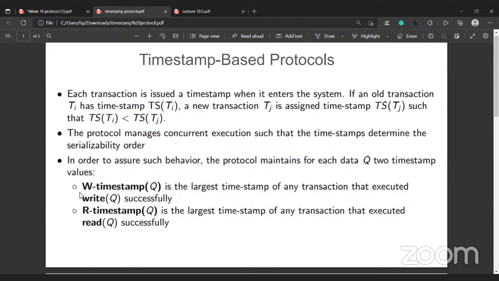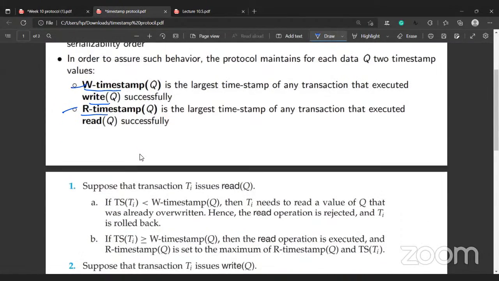The write timestamp of Q is the largest timestamp of any transaction that executed write Q successfully. So the write timestamp of Q will be the largest timestamp of any transaction that executed write Q successfully, and the read timestamp of Q will be the largest timestamp of any transaction that executed read Q successfully, right? So everyone got it, write timestamp of Q and read timestamp of Q. So we'll move to the next.